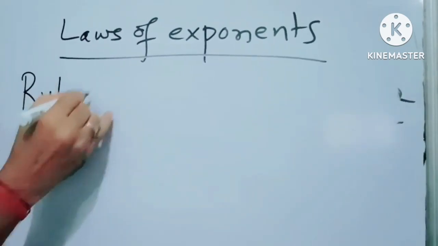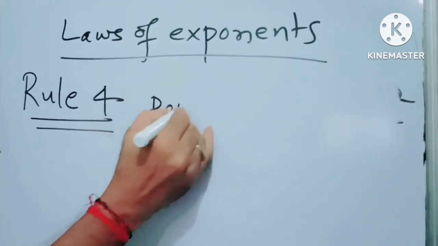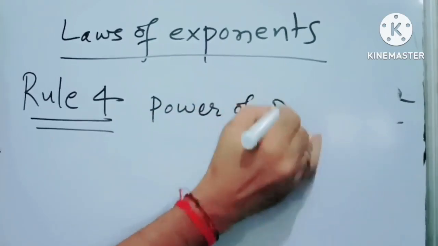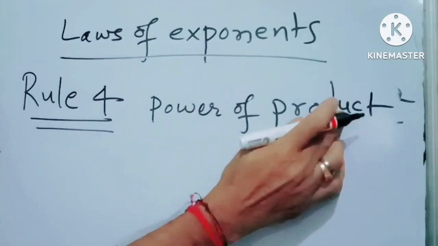Now, rule 4. In rule 4, the power of product rule. Power of product rule.